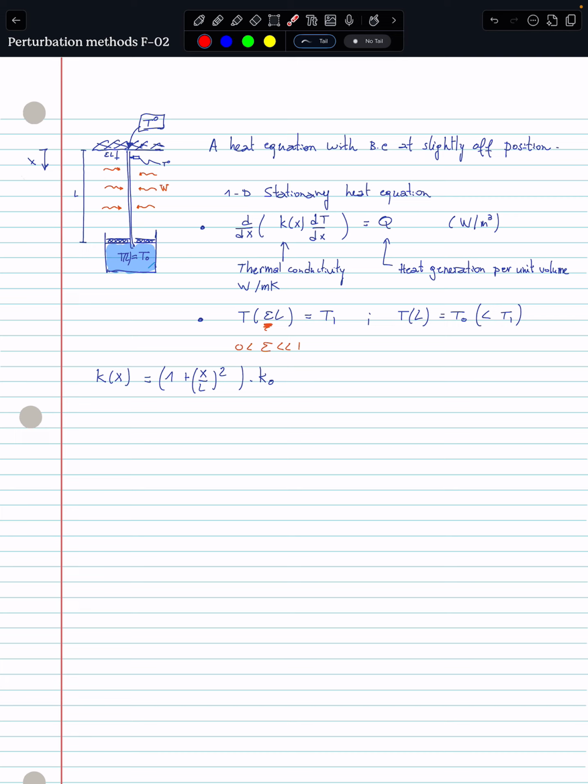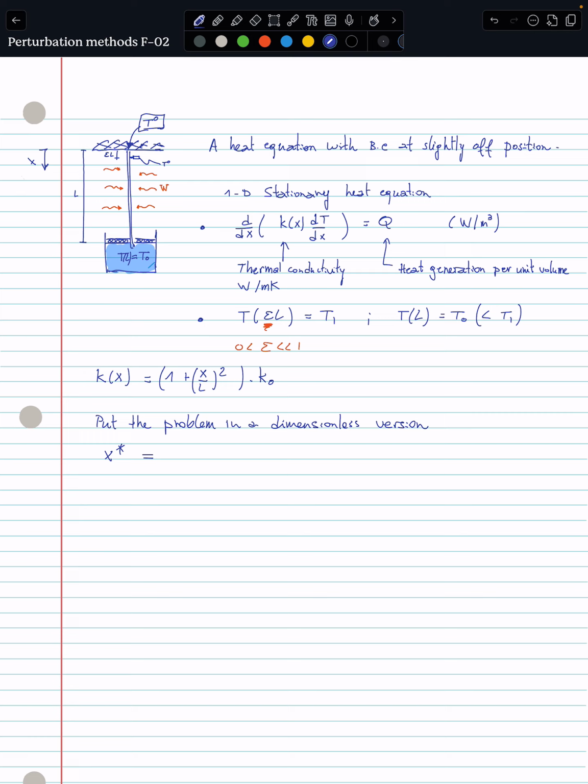All right, so we need to put the problem in a dimensionless version. We need a characteristic distance, x star, because this is the independent variable of the problem.